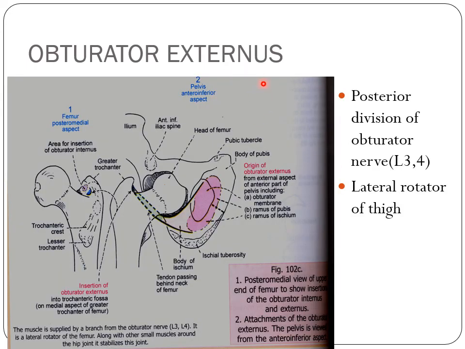Now obturator externus, in the posterior region. Its nerve supply is L3 and L4. It arises from the obturator membrane, the ramus of the pubis and the ramus of the ischium. These are the origin of the obturator externus. Its insertion is the obturator extension into the trochanteric bursa on the medial aspect of the greater trochanter of the femur. These are the insertion of the obturator externus. Its nerve supply is the posterior division of the obturator nerve.